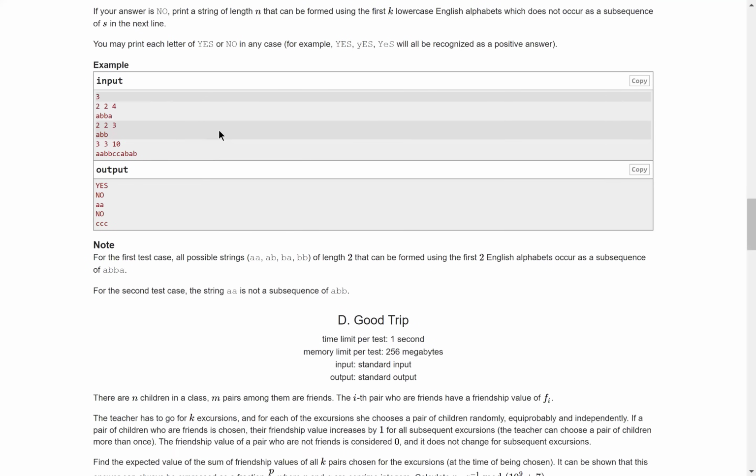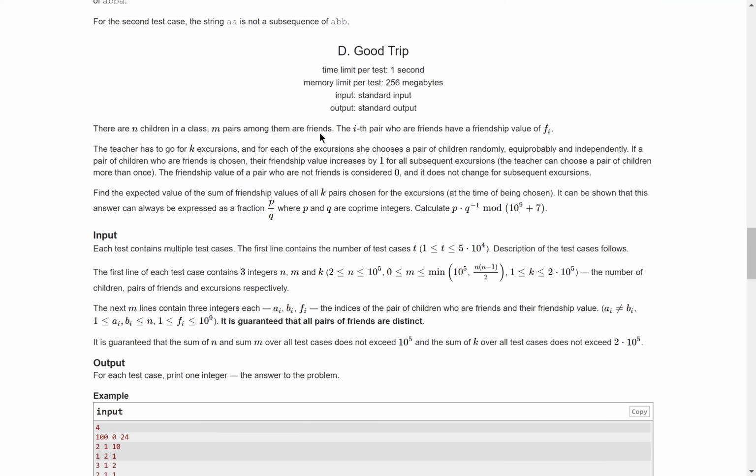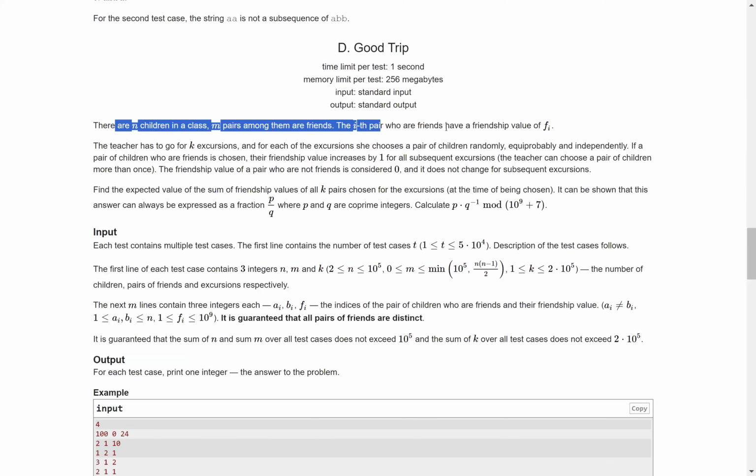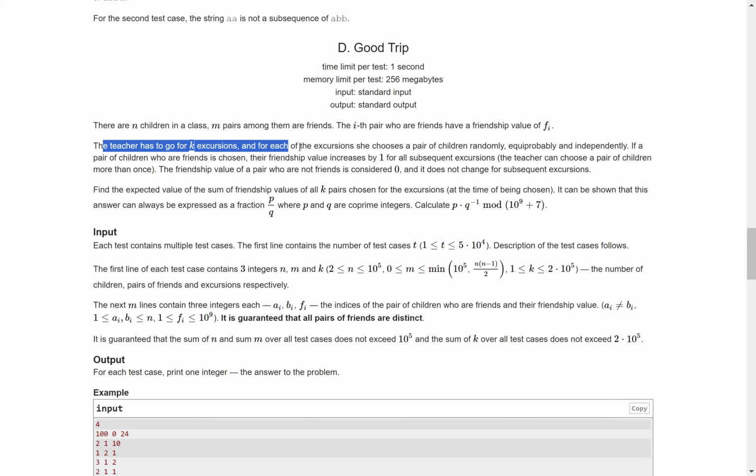It says that there are n children in a class. M pairs among them are friends, and the ith pair who are friends have a friendship value of fi. The teacher has to go for k excursions, and for each of the excursions, she chooses a pair. They have just given some story. The basic idea is there will be k pairs, every pair having two children. If the pair of the two children are already friends, then their friendship value increases by 1.